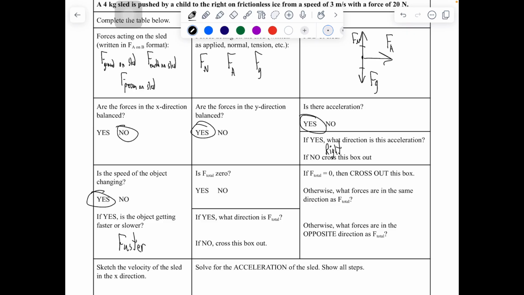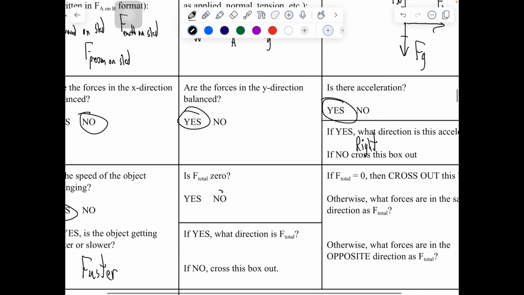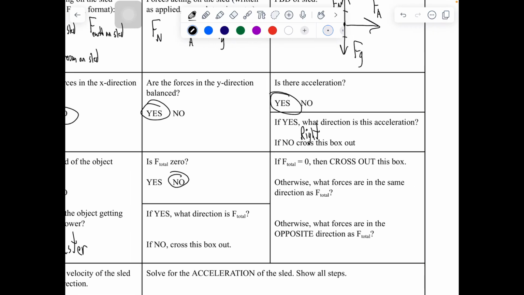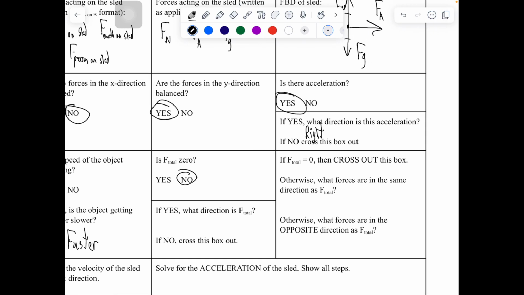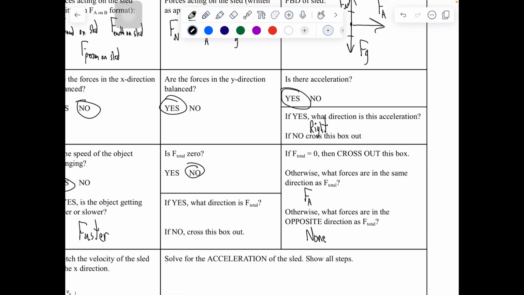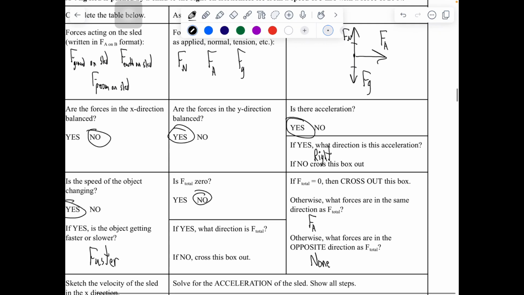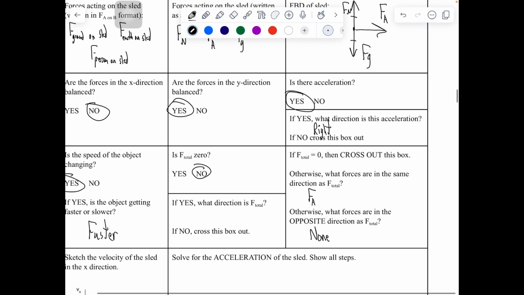Is the total force 0? No. What forces are in the same direction as the total force? The applied force. None are in the opposite direction. What direction is the total force? Well, normal and gravity cancel each other out. They're balanced. Applied force is to the right. The total force is to the right.